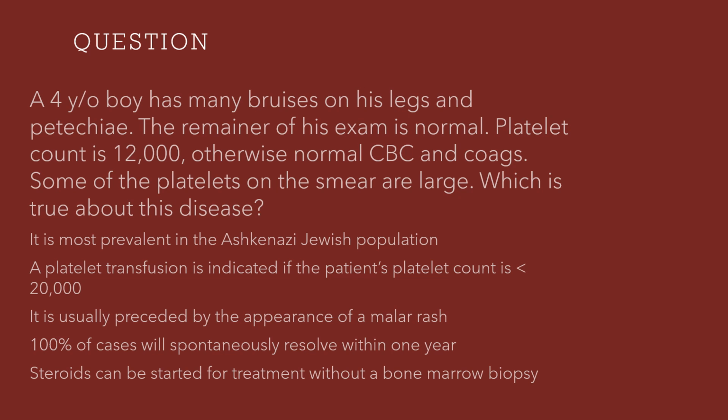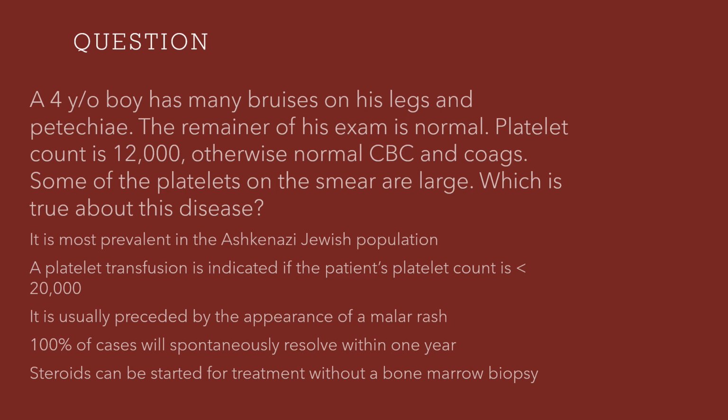This answer choice is getting at hemophilia C or factor 11 deficiency and factor 13 deficiency. A platelet transfusion is indicated if the patient's platelet count is less than 20,000. If you transfuse platelets for a patient who's going through an ITP, then they will just continue to consume those platelets. It's usually preceded by the appearance of a malar rash.